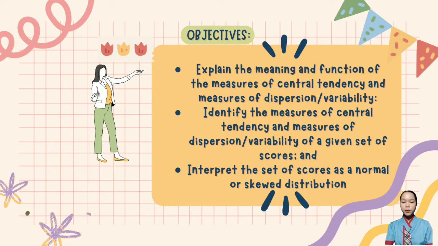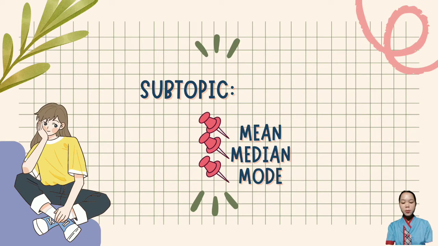Our objectives for today's lesson are, at the end of the topic, the student should be able to explain the meaning and function of the measures of central tendency and measures of dispersion or variability. Second, identify the measures of central tendency and measures of dispersion or variability of a given set of scores. And third, interpret the set of scores as a normal or skewed distribution. So here are the subtopics, the main focus of my report: the mean, median, and mode.